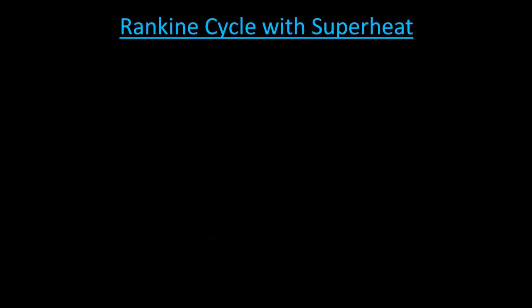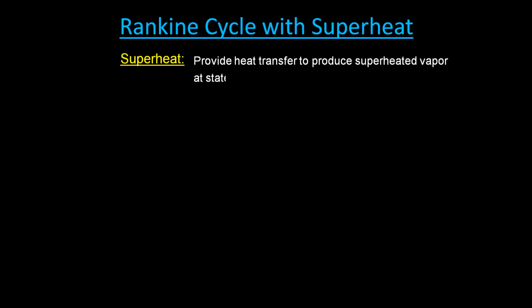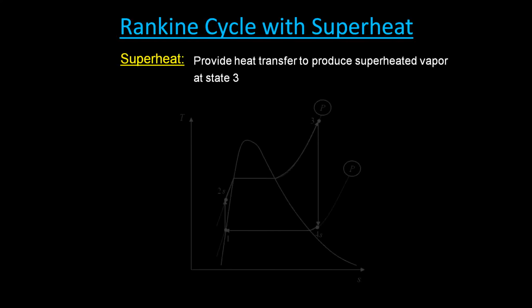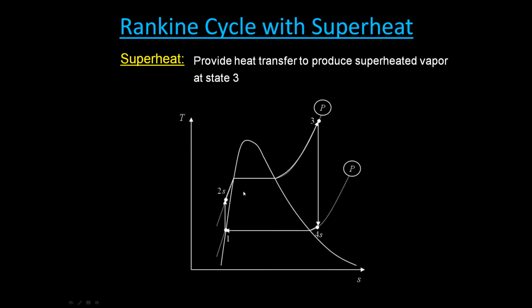Finally, we're going to talk about a Rankine cycle with superheat. So before we were talking about where the steam enters the turbine at the saturated vapor line. Well, if you have superheat, that means that you are adding so much heat that the heat transfer produces superheated vapor at state 3. So what this would look like on your vapor dome is now the boiler has taken it beyond just the saturated vapor line, all the way into the superheated region.